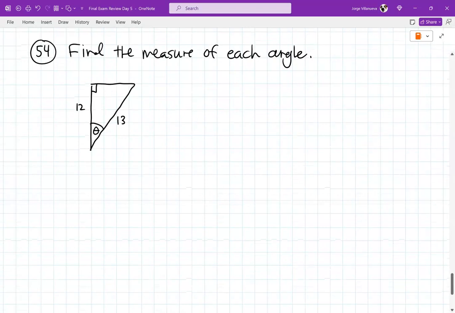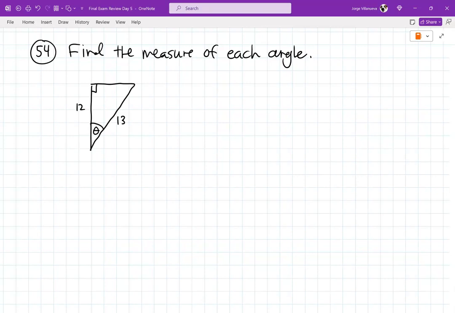So this one says find the measure of each angle. So this time you got to solve for theta. Now here's my arc, just so we can see it. The 2 sides that they gave me are the hypotenuse, because that's opposite the 90, and then the adjacent side.